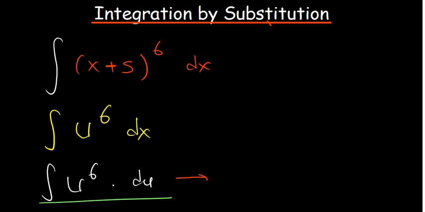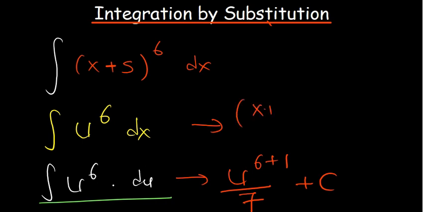So what's going to happen is you will add 1 to the power just as we did. So 6 plus 1 is 7, so we divide by the same result. Okay, and then of course add the constant c. Anything else? So we can take back our u. Our u was x plus 5 from the start. It will now be the power 7 divided by 7 plus c. So that is our result after integration.